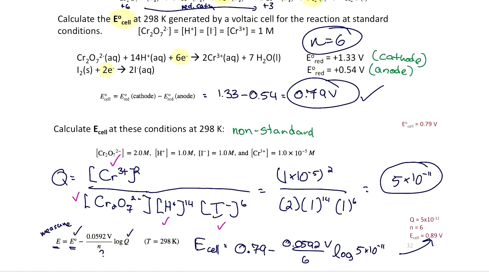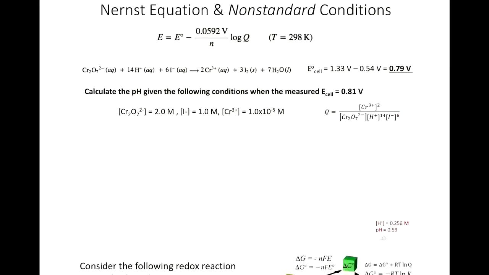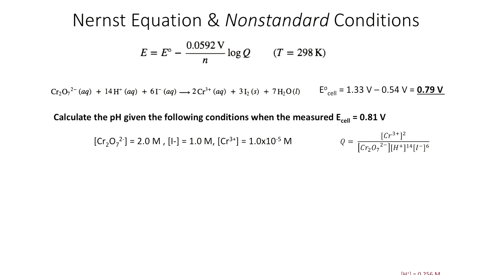Start with the book value E cell naught, doing cathode minus anode, get Q values, figure out what N is, and plug into the Nernst equation, just like we did delta G at non-standard conditions. Okay, so let's do another one, where instead of calculating E cell, I'm going to ask you: here is the E cell. You set up this reaction, there's the E cell, here are some concentrations. Tell me, what is the pH of this solution if this is the cell potential that we measure?